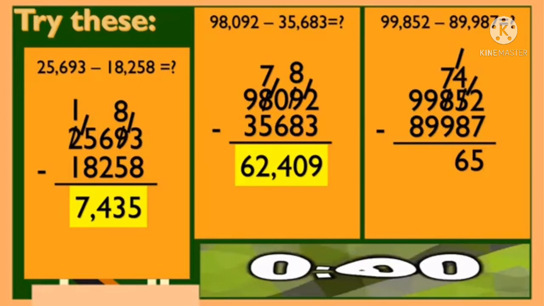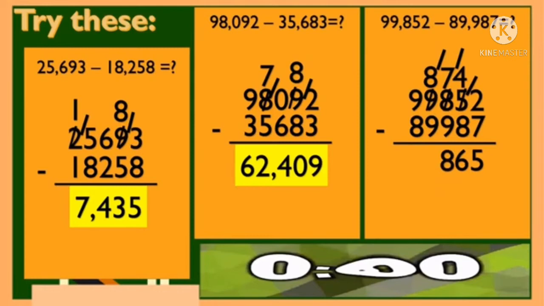How about 7 minus 9? 7 minus 9. Cannot again. So we will borrow from 9. So 9 will become 8. Correct? And then 7 will become 17. Alright, so 17 minus 9. That is 8.